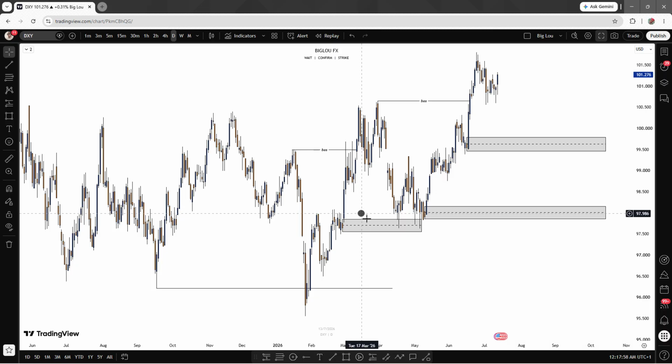Number two, the zone must have inefficiency, that is imbalance. If you look here, you will see this massive imbalance. You see that imbalance? This was an imbalance, or as some people call it, fair value gap. So you see that gap there, that imbalance there. The zone must break structure, the zone must have imbalance.